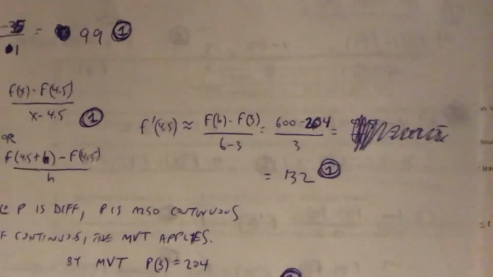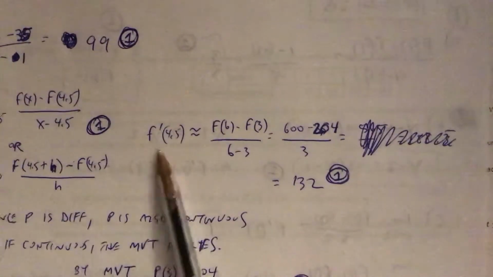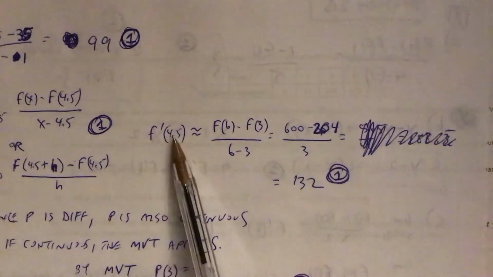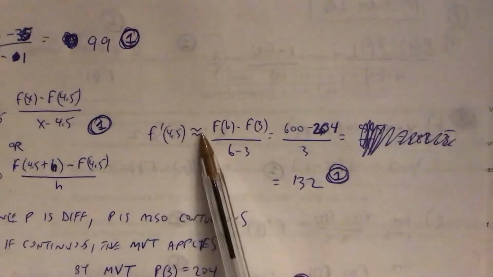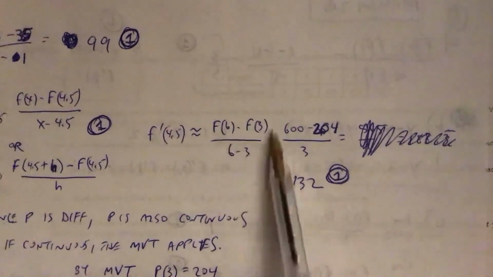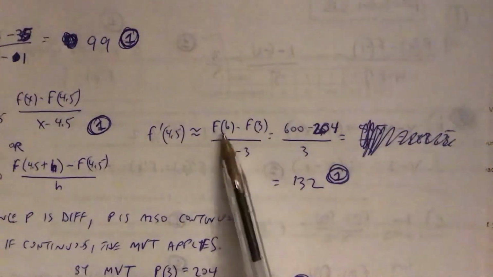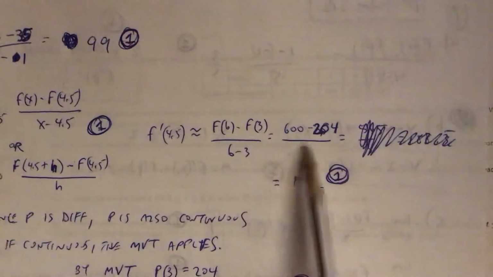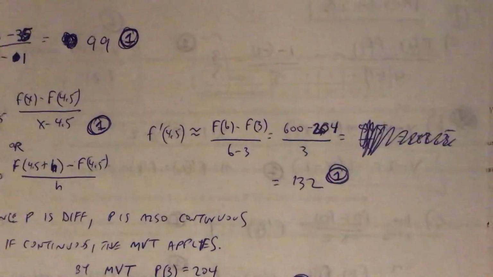The part that's easier is finding the derivative at 4.5. They want an approximation for it. So you're just going to use the slope on the interval. It's the best you could do. The slope on that interval is f of 6 minus f of 3 over 6 minus 3. Comes out as 132.